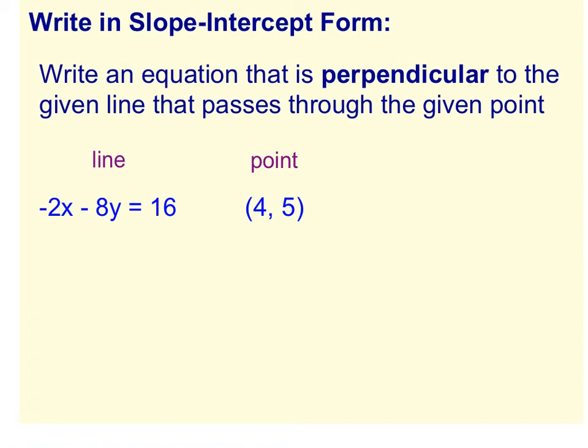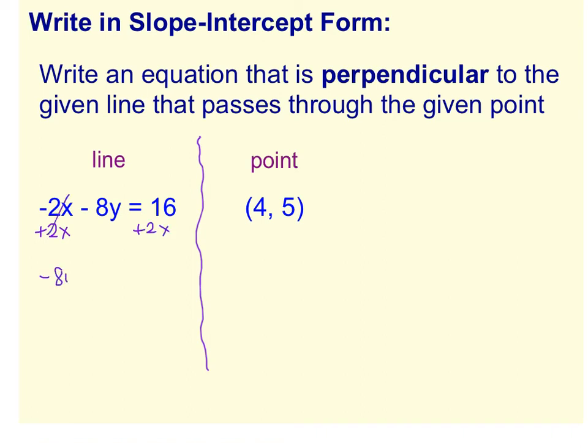All right, here's our last slide. This one, same directions. This time, instead of writing a parallel equation, we want a perpendicular equation. So again, I'll go ahead and separate the two. We want to be perpendicular to this line right here, which means we need to know what the slope is. Well, we don't know the slope if it's not in slope-intercept form, so we have to go ahead and solve this one for y.